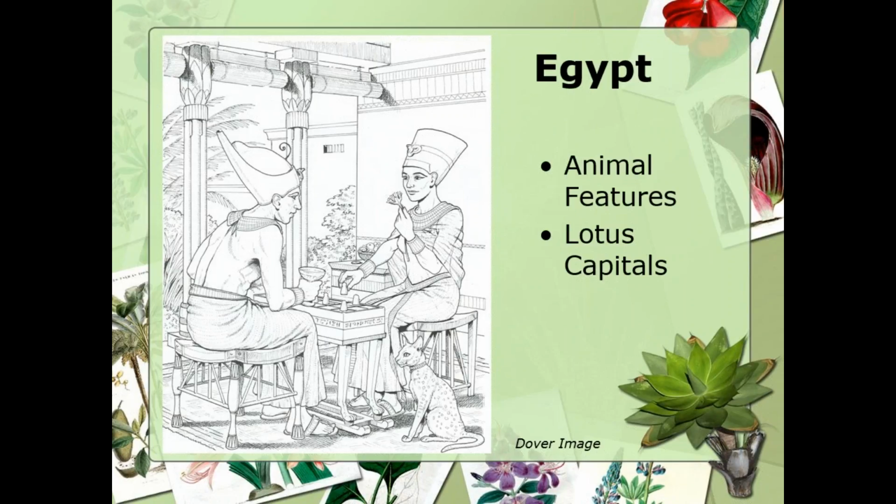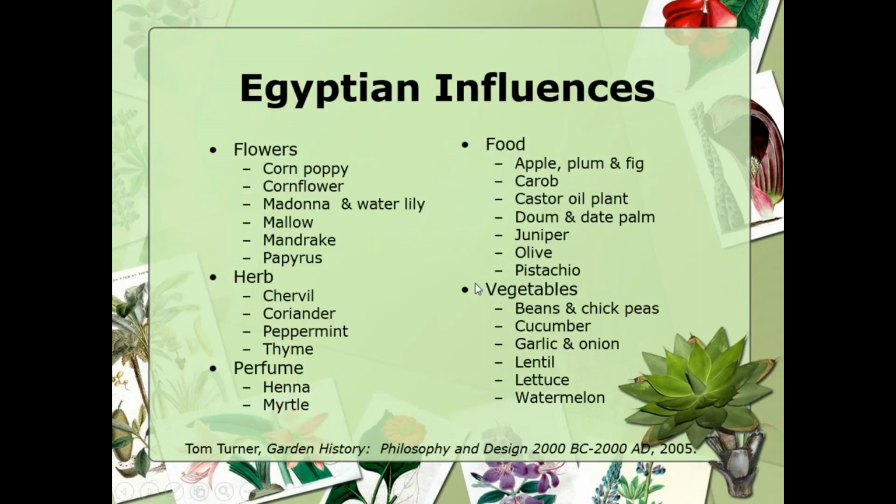So here we have a few of the motifs. Animal features, lotus capitals. So here are those lotus capitals. We'll see a lot of the cat. So here we can see the legs of the table have these animal features. The cat was extremely important in their culture. So flowers, herbs, perfumes, vegetables, and food. Here's a good listing of what those were.